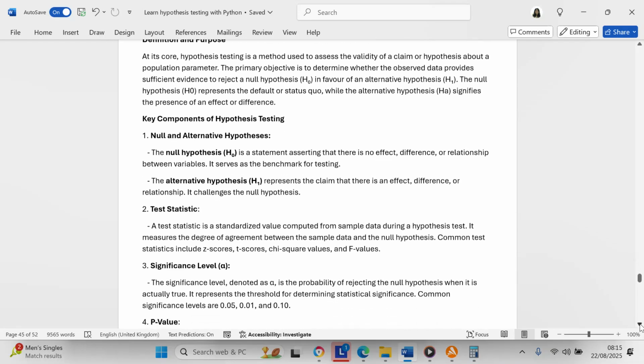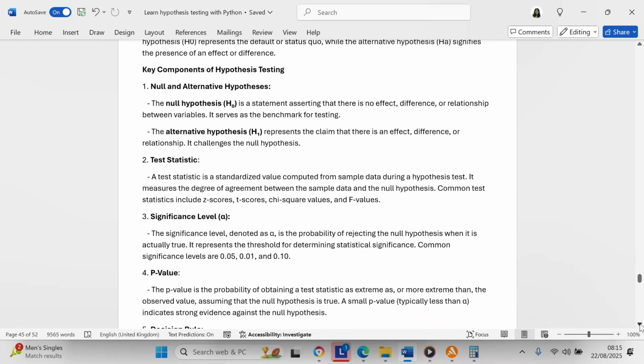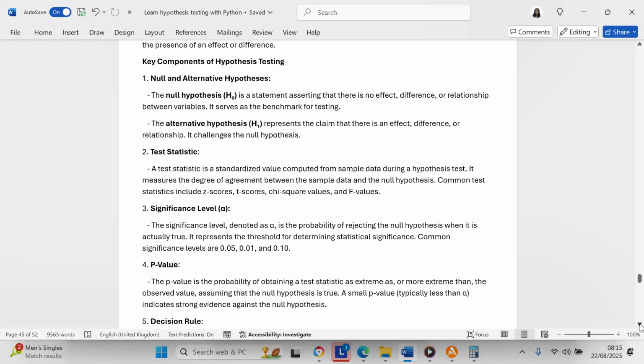So we've got some key components of hypothesis testing. You've got the null and alternative hypothesis. The null hypothesis, H0, is a statement asserting that there is no effect, difference, or relationship between variables. It serves as the benchmark for testing. And then you have the alternative hypothesis, H1 or HA, which represents the claim that there is an effect, difference, or relationship. It challenges the null hypothesis.